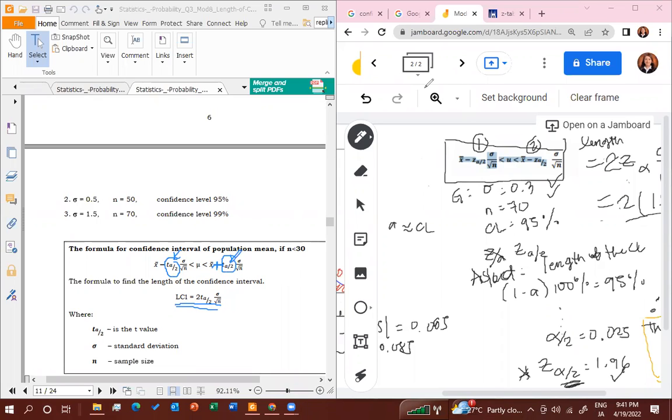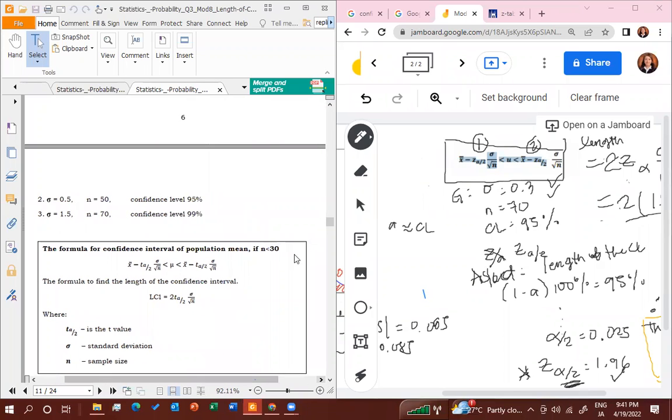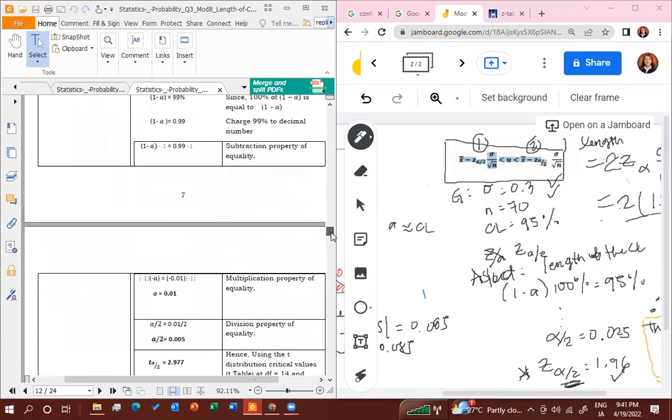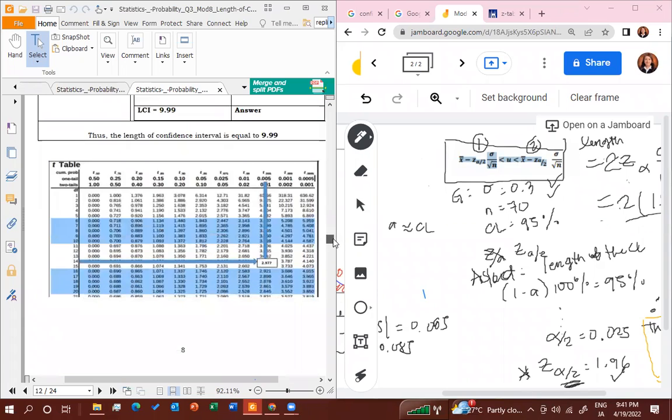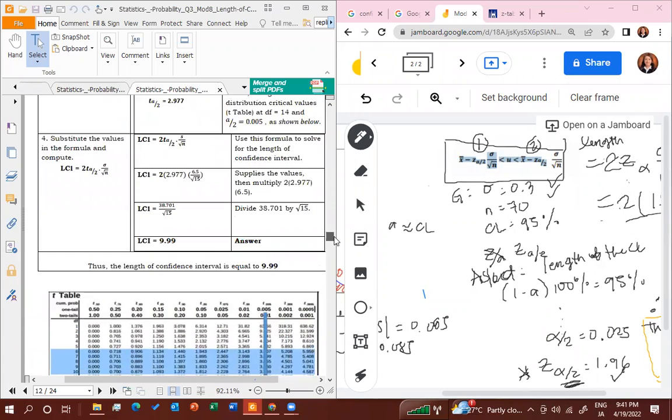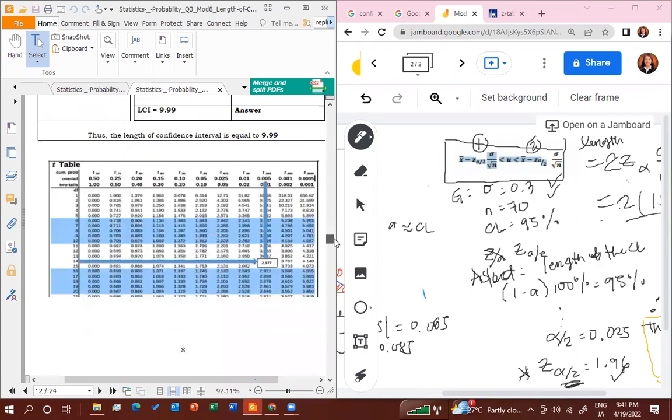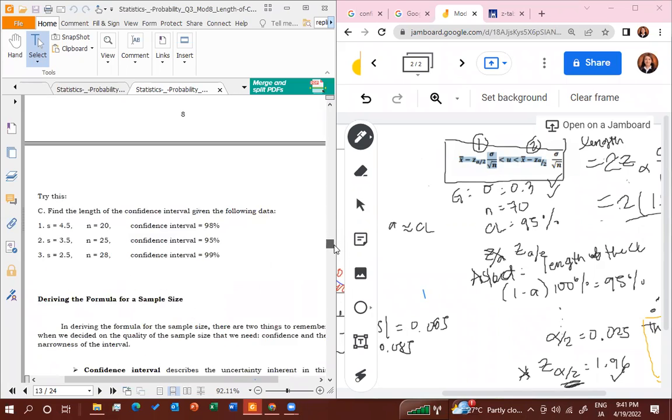So let's kind of clear all drawings like that. So let's try to solve. You can just solve it similarly, except of course this time since t naman siya, t table ang inyong mohang gamiton. You can follow the step-by-step formula, and that's how you get the length of the confidence interval.